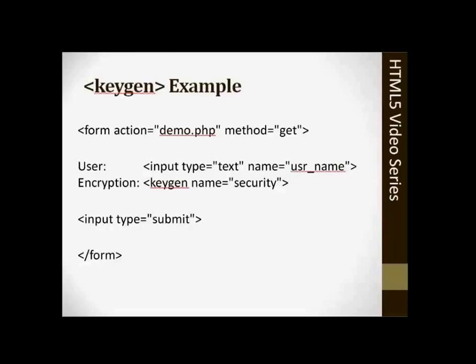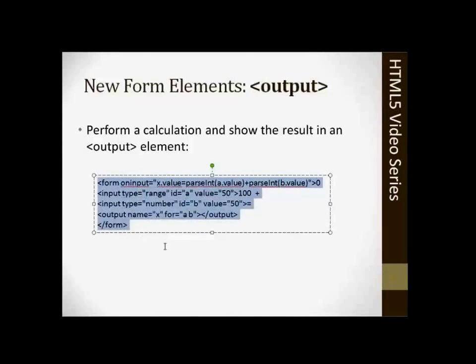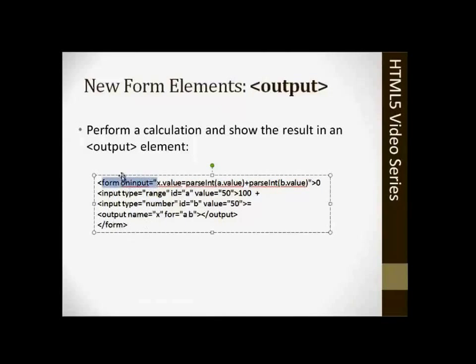The next thing we have is the output tag, which performs a calculation and shows the result in an output element. Here we have an example of that. It's a little complex. We have the oninput attribute with a little bit of JavaScript, and we provide the range. I'm not going to have an example for this in this section, but we might revisit it in chapter 4 or 5.